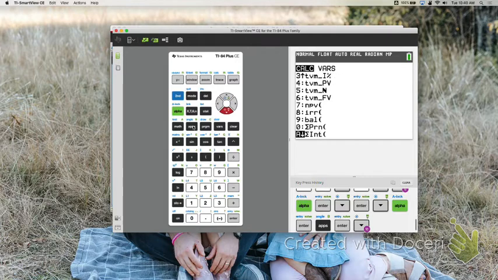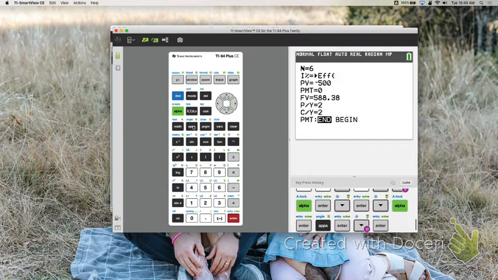You see this B and C, nominal and effective. Okay? Still in finance. You're still under finance. Just scroll down to B and C. If you want to change it and get an effective rate, you're going to choose effective. If you want to change an effective into a nominal, you're going to choose nominal. So for this one, you're going to choose C.